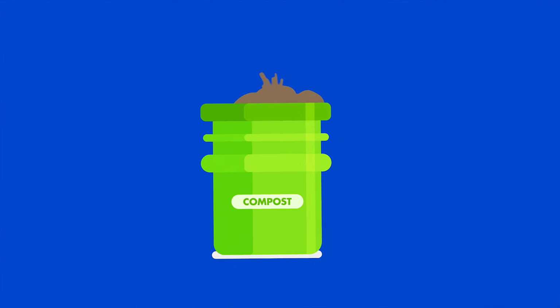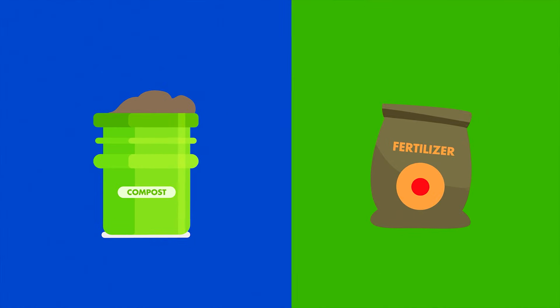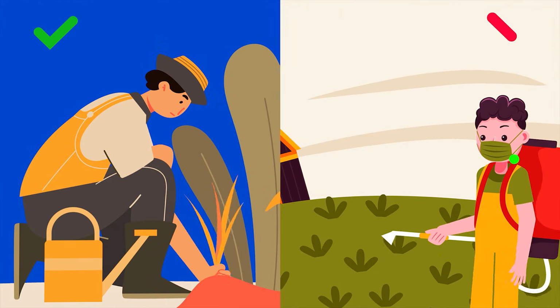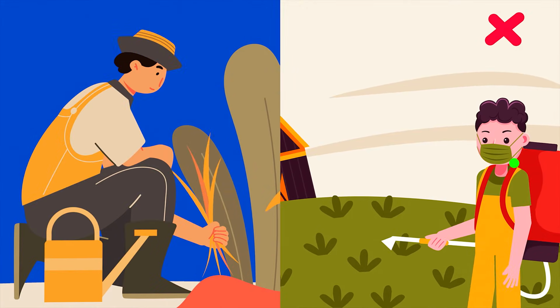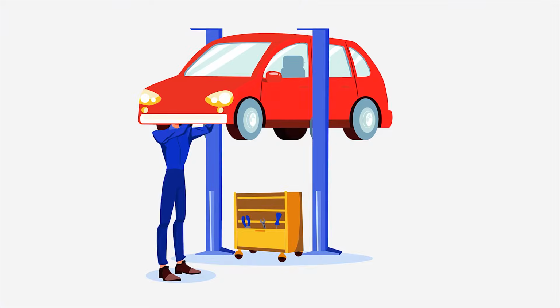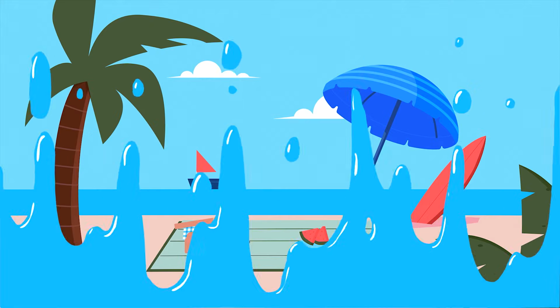Composting yard and food waste, then using the compost in place of chemical fertilizers, can help reduce nutrient pollution. Other simple changes, such as pulling garden weeds by hand rather than using pesticides, properly disposing of used oils and grease, and reducing vehicle leaks, also help reduce the amount of contaminants that reach our waterways.